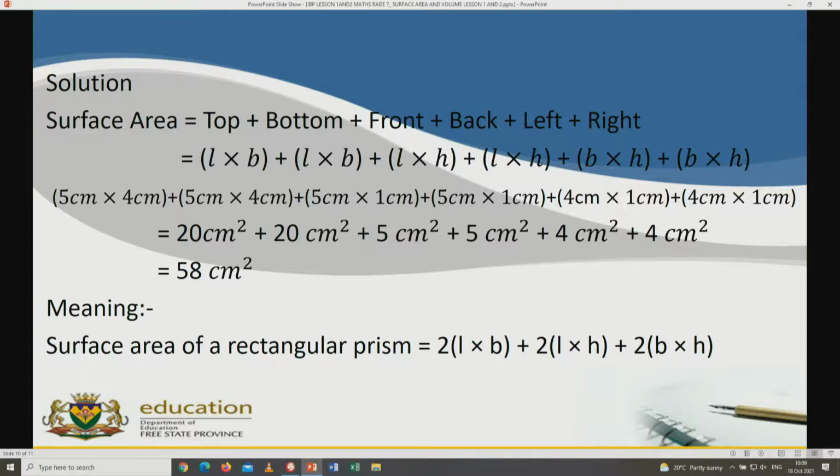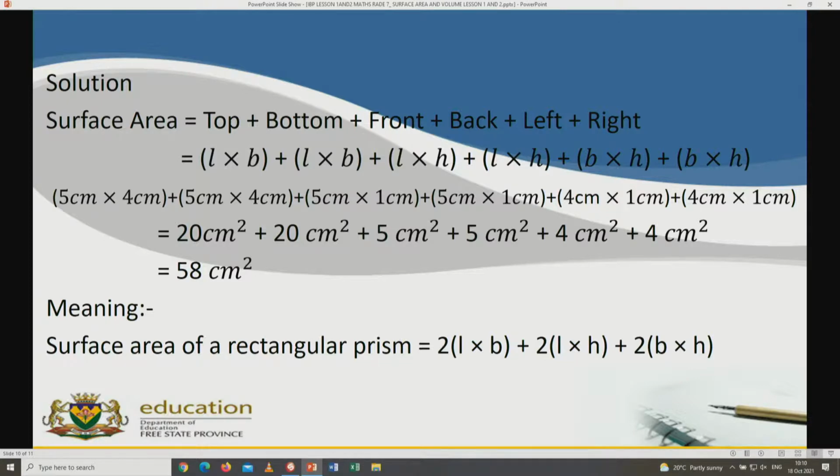5 centimeter multiplied by 4 centimeter, that is for the top part. The bottom part will be exactly the same as the top part, 5 centimeter multiplying 4 centimeter. Then we add the front and the back, which measure the length multiplied by the height. The length is 5 centimeters, and the height is given as 1 centimeter. The left and the right are also the same. It will be the breadth multiplying the height. The breadth is 4 centimeters, and the height is 1 centimeter. Then we have 2 of that.